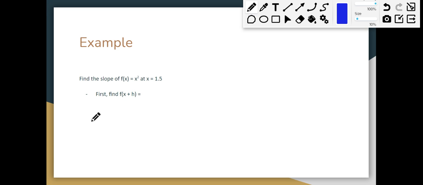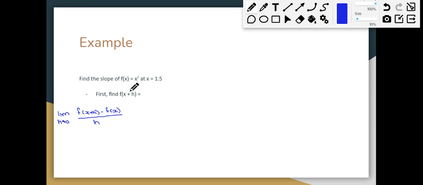So now we have our limit definition of a derivative. So that was the limit as h approaches 0 of f of x plus h minus f of x, all being divided by h. So the first thing we need to find is what goes into this f of x plus h part.